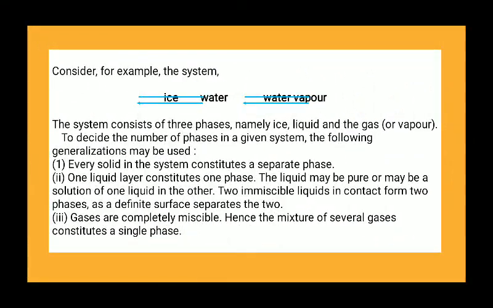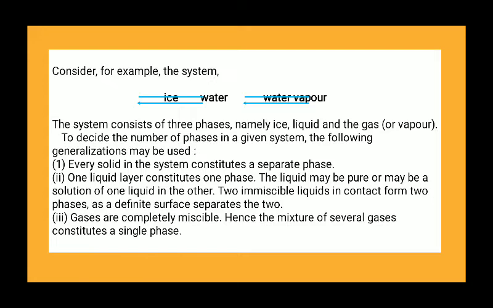Consider the example of the system. Suppose that there are three phases of water, that means ice is in equilibrium with water, which is in equilibrium with water vapor, that means gas. The system consists of three phases, namely ice, liquid, and the gas, that means vapor.